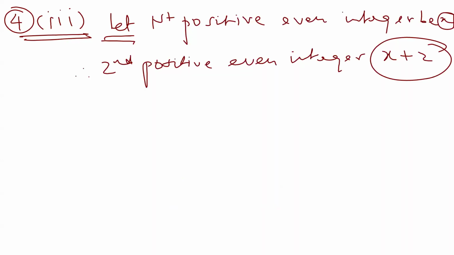So the first positive even integer is x. The second positive even integer will be x plus 2. Now, sum of the squares, given sum of the squares of these two. So x square plus x plus 2 the whole square is equal to 340.